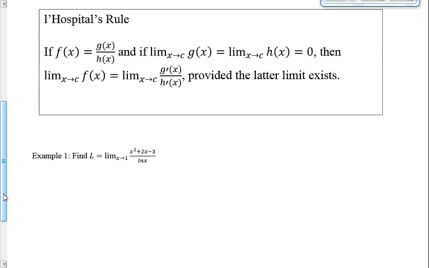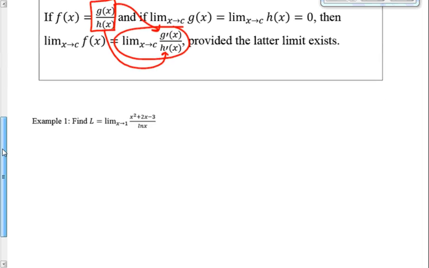So here's L'Hôpital's rule written out, and basically what we need to know is if we have this limit that we're trying to find, so this would be our limit, and we get an indeterminate form when we actually evaluate that limit, then what we can do is take the same limit as x approaches the same value. However, instead of using g on the top, we use the derivative of g on the top. Instead of using h on the bottom, we use the derivative of h on the bottom. So let's go ahead and just do this first example.